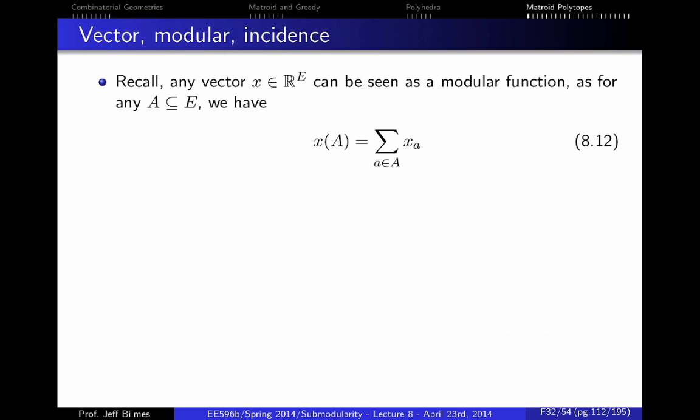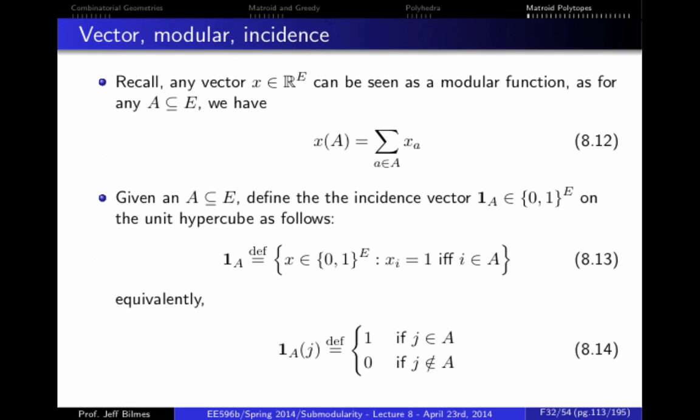Okay, so this is just review. I don't think we need to do this. This is just, again, to make sure it is absolutely clear in everybody's mind what the incidence vector is. We can talk about a modular function x(A), which is equal to the sum over all elements a of A of x(a). We can talk about the incidence vector of a set A, which is a modular function that has a 1 for every element in A and a 0 for every element not in A. And so that's equivalent to this.